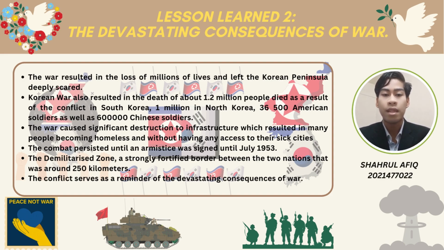The combat persisted until the armistice was signed in July 1953. The armistice condition can be called the demilitarized zone, which is a strongly fortified border between the two nations that is around 250 kilometers long and 4.02 kilometers broad. This conflict serves as a reminder for us of the consequences of war.